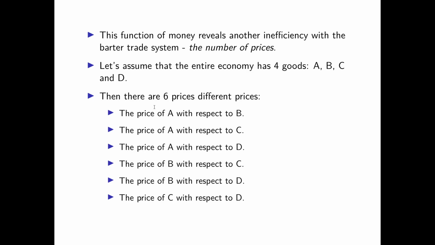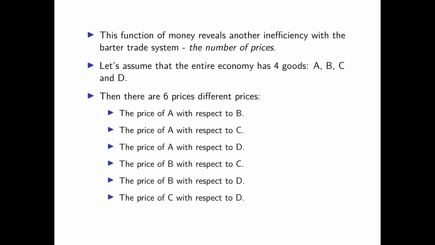Well, simply because if you have the price of A in terms of B, from that price you can derive the price of B in terms of A. So there are only six useful prices that you need. Everything else that is not showing up here can be derived from these six useful prices. Okay, so can you imagine there are more prices than items? But in a monetary system, well, you only need four prices if you have four products.